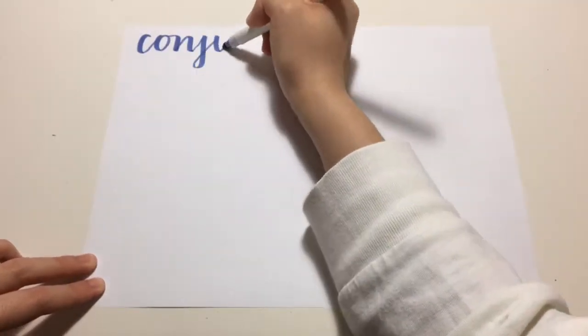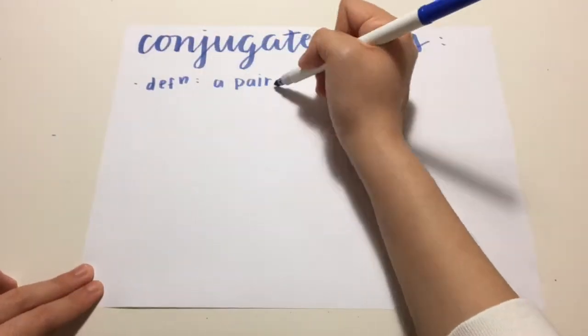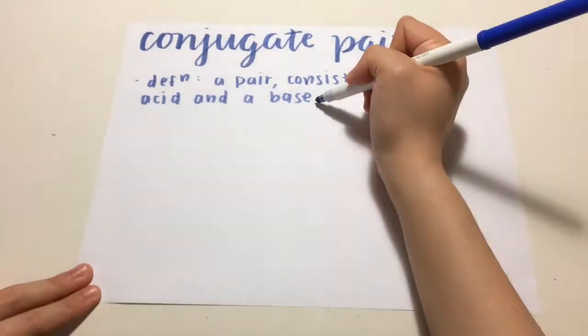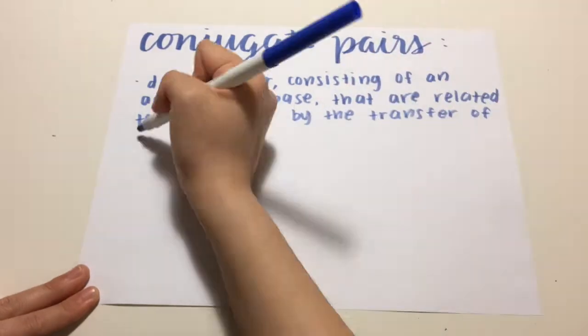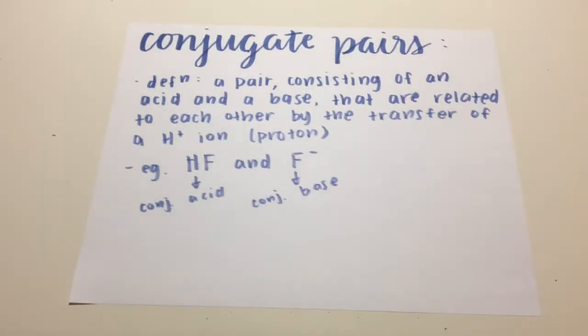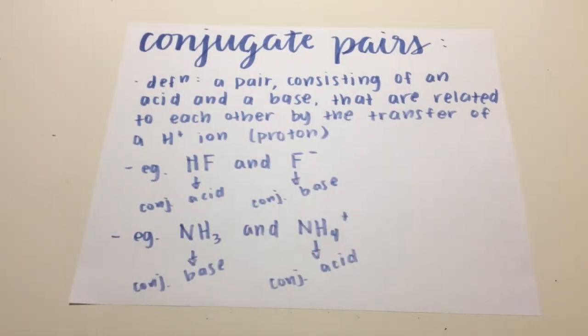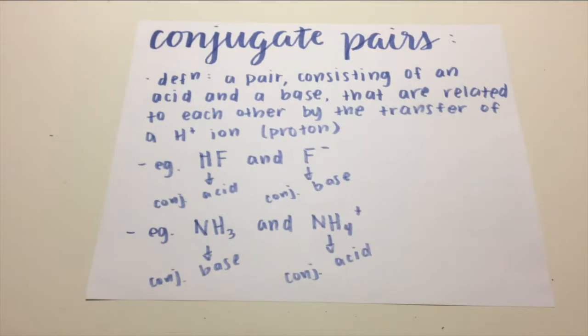Now onto conjugate acid-base pairs. This is a pair of an acid and a base that are related to each other by the transfer of a hydrogen ion or a proton. For example, hydrofluoric acid will donate a proton and become fluoride ion, the conjugate base. Another example is ammonia, a base, accepting a proton and becoming ammonium ion, the conjugate acid.